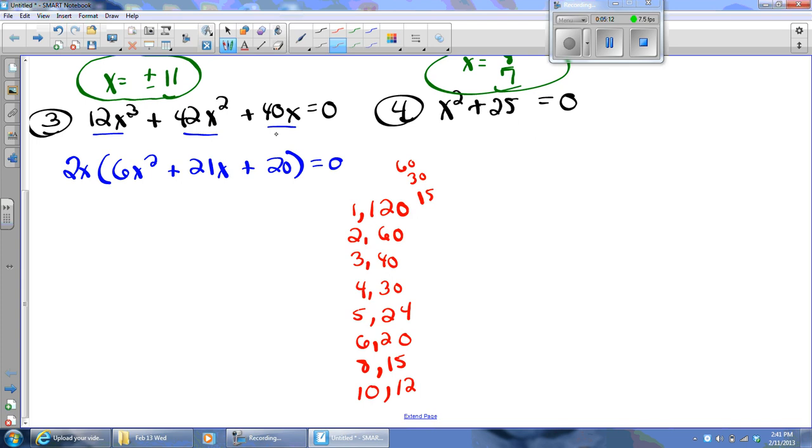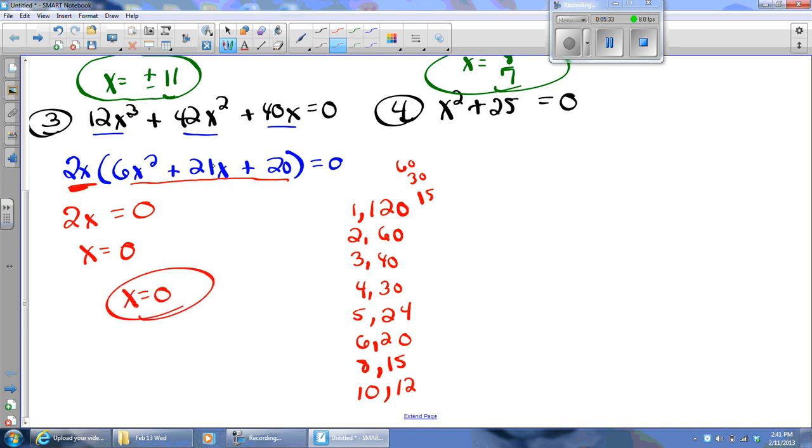And 11's not going to go into 120 evenly. All right, now none of those will sum to 21. So this part in here is prime, but this isn't. So I'm going to take the 2x equal to 0 and solve for x. So the only solution for this right now is x equals 0.